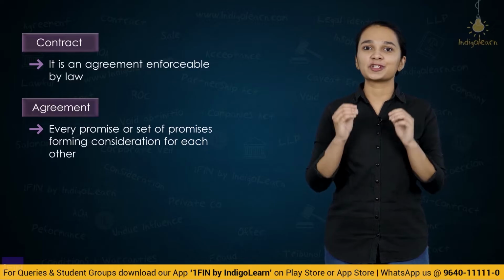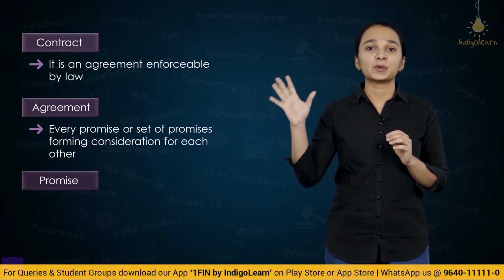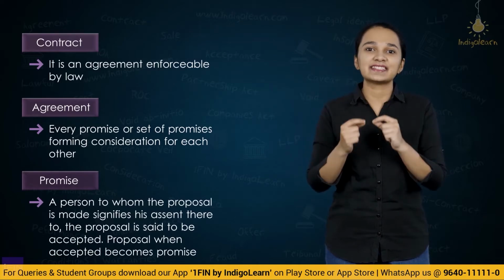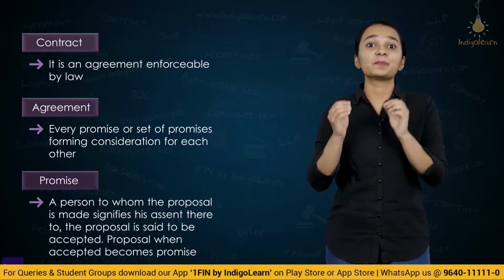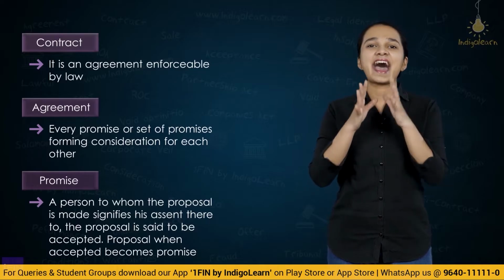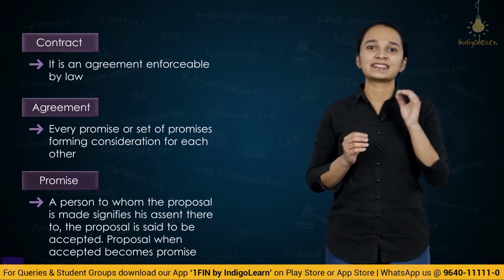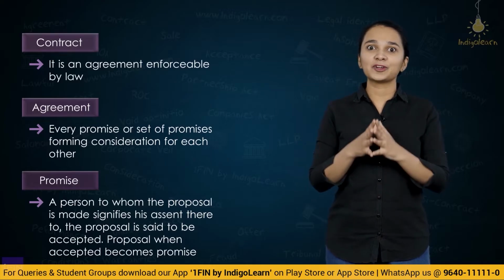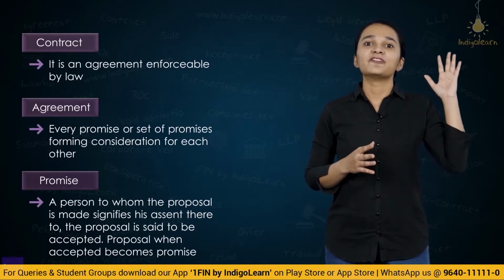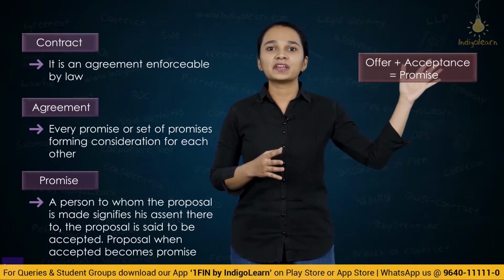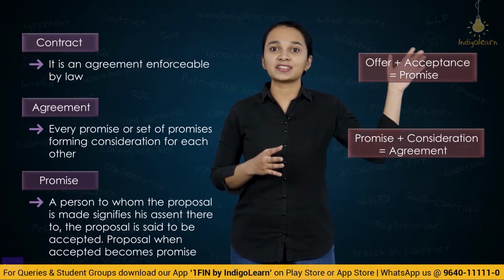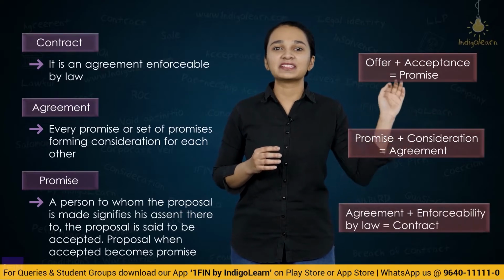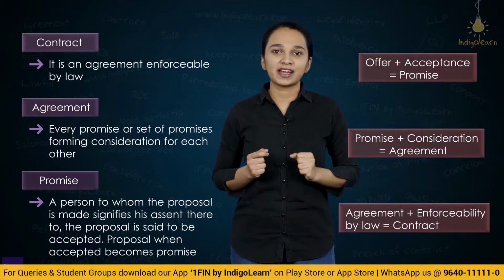And we have also understood what is a promise. A promise is when a person to whom the proposal is made signifies his assent to that proposal. The proposal is said to be accepted, and an accepted proposal is a promise. So we have understood these three basic terms, and we also have three equations with us. Offer plus acceptance is equal to promise. Promise plus consideration is equal to agreement, and agreement plus enforceability by law is equal to contract.